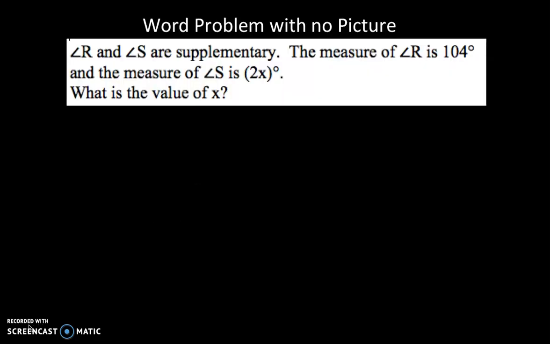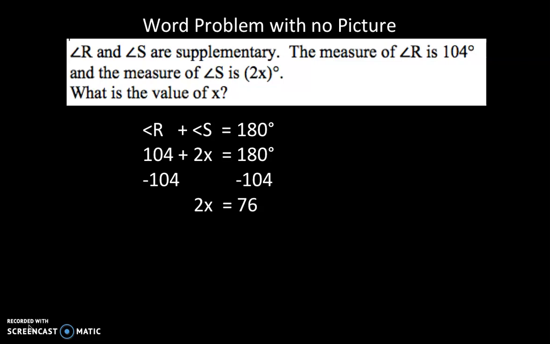Now we're going to look at a word problem with no pictures. If angle R and angle S are supplementary, the measure of angle R is 104 degrees, and the measure of angle S is 2x degrees. What is the value of x? Here we have angle R plus angle S is equal to 180 degrees. It's as if we're setting up our own formula. Then we're going to substitute the values that we were given in the problem, and again follow through with our algebra, and find that the value of x is 38.